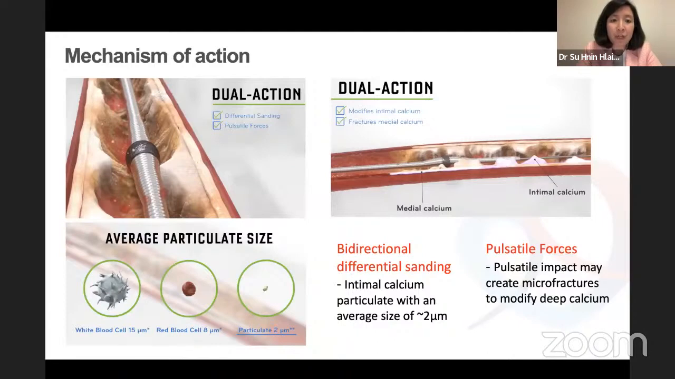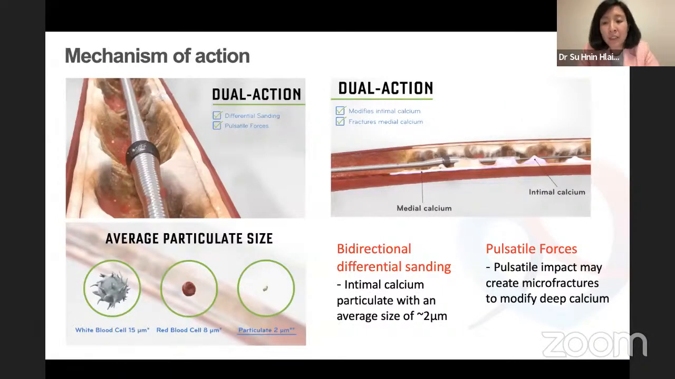There are two mechanisms of action of the orbital atherectomy. One is differential sanding, where the diamond-coated crown rotates in an expanding lateral direction with increasing centrifugal force, resulting in differential sanding of the coronary calcification. When the diamond crown orbits, it allows complete blood flow to the coronary artery. With this mechanism of action, and an average particulate size of about 2 micrometers, there is less no-reflow or transient complete heart block with orbital atherectomy.